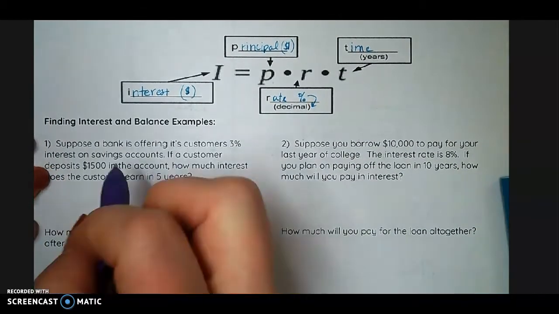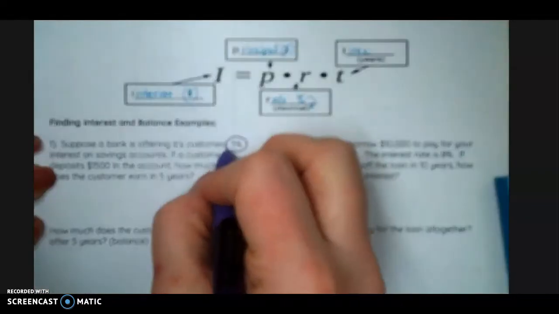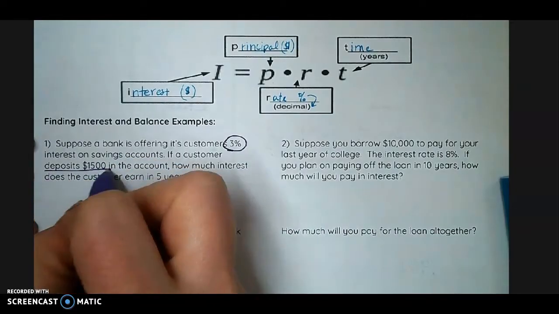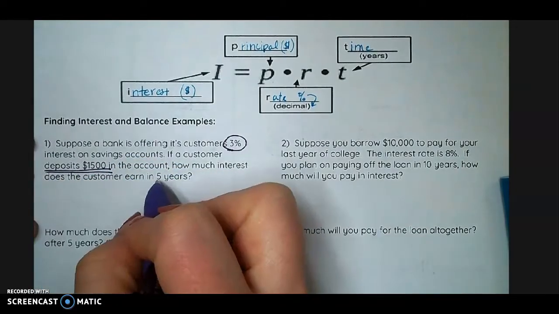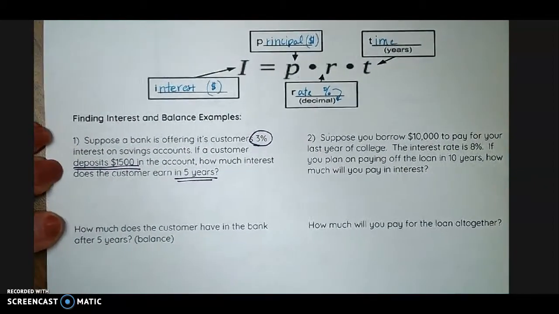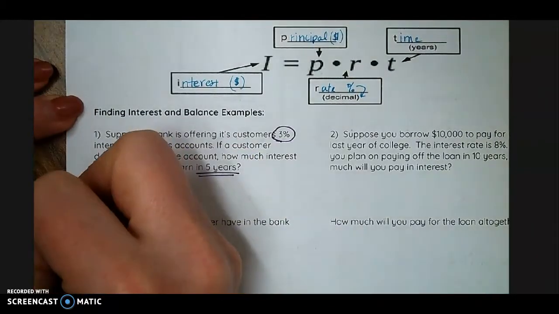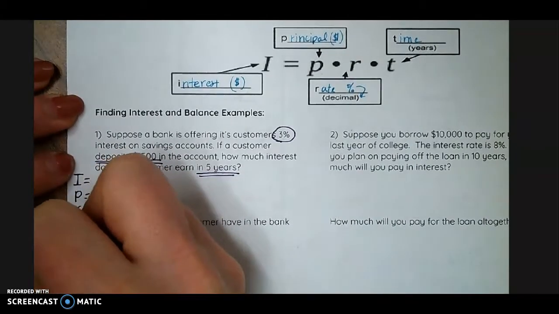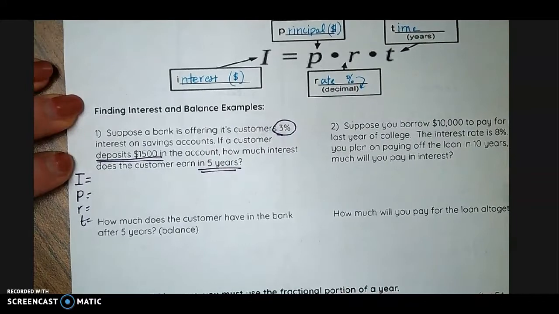And if I have these three amounts given, all I have to do is multiply. So the first one says, suppose a bank is offering its customers a 3% interest rate on a savings account. If a customer deposits $1,500 in the account, how much interest does the customer earn in 5 years? So I always have my kids do this. I always have them say I, P, R, and T, and then I fill in what I know.